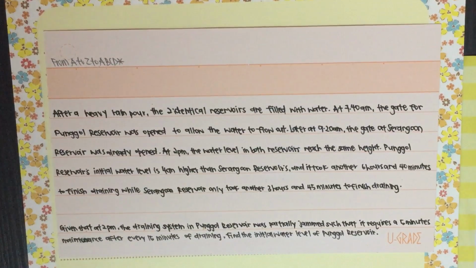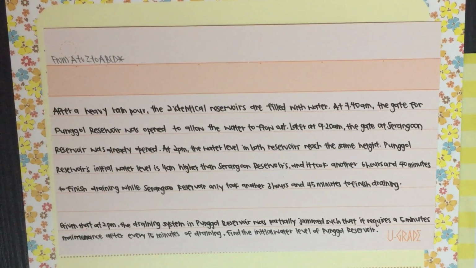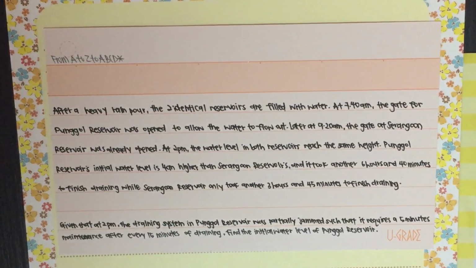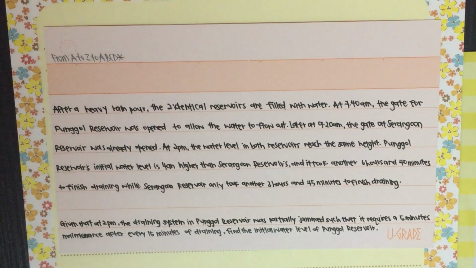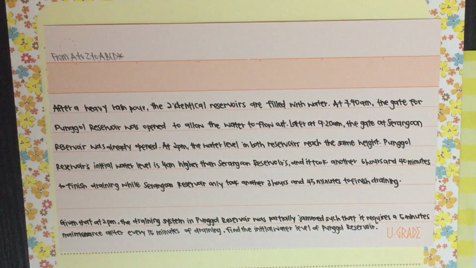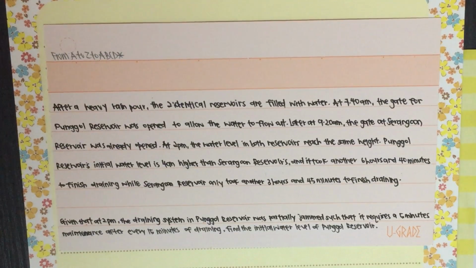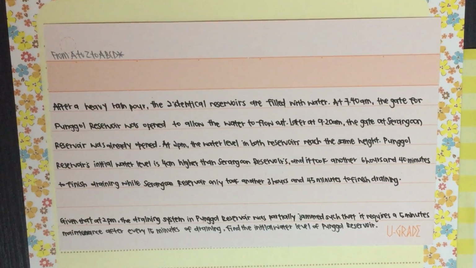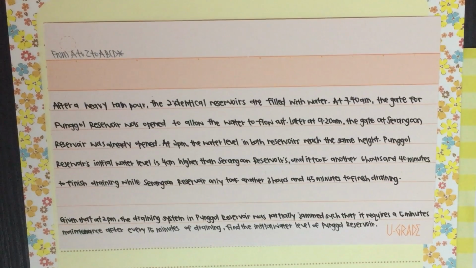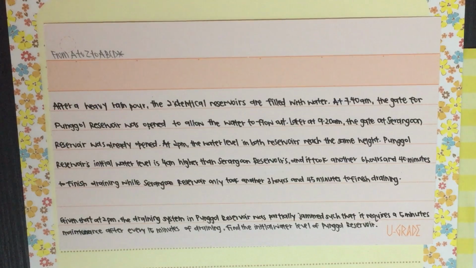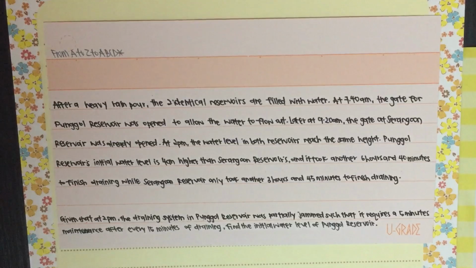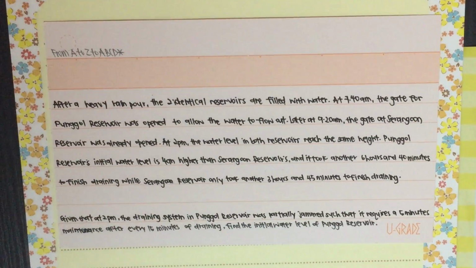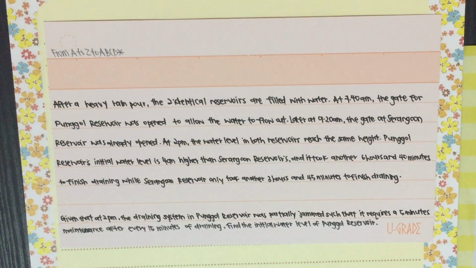Punggol Reservoir's initial water level is 4 cm higher than Serangoon Reservoir's, and it takes another 6 hours and 40 minutes to finish draining, while Serangoon Reservoir only takes 3 hours and 45 minutes to finish draining. Given that at 2 p.m., the draining system in Punggol Reservoir was partially jammed such that it requires a 5 minutes maintenance after every 15 minutes of draining, find the initial water level of Punggol Reservoir.